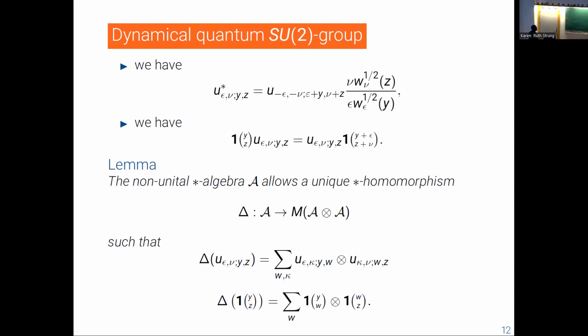Now, this also allows the coproduct defined in the multiplier algebra of the dynamical quantum SU2. So this delta here is non-unital. And this is how the coproduct is defined.